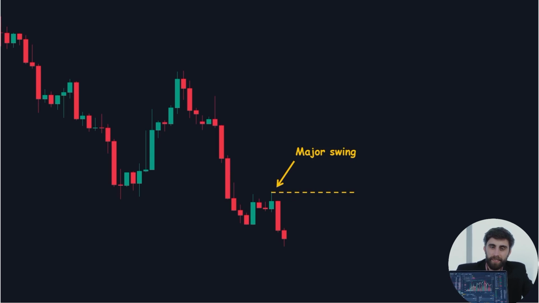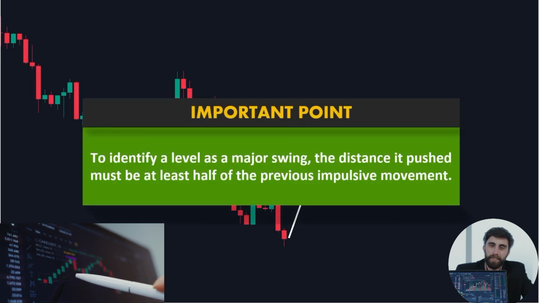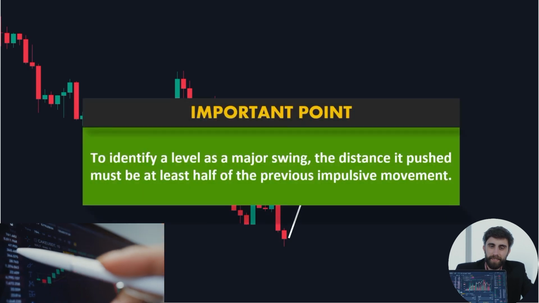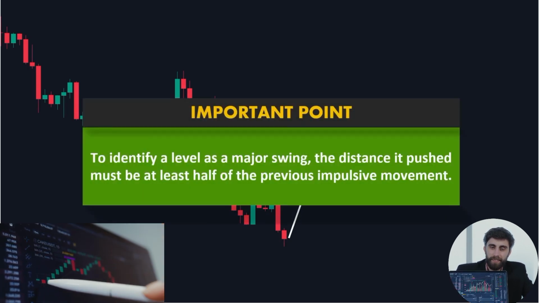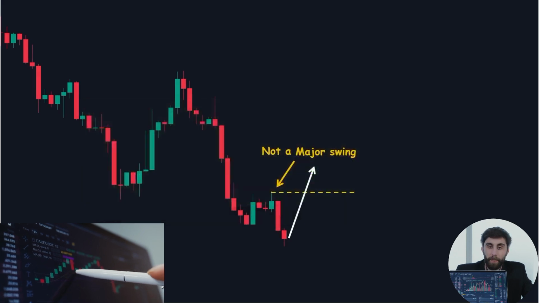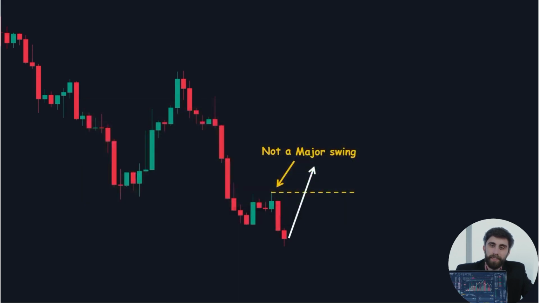The issue with this move is that it lacks sufficient distance pushed by the price. If you measure the previous impulsive movement, that is over 60 pips, while the recent one is only 20. Therefore, this high does not qualify as a major swing, and breaking above it does not indicate a valid change of character. So here comes an important point. To identify a level as a major swing, the distance it pushed must be at least half of the previous impulsive movement. This is our third and final criterion for identifying major swing points.